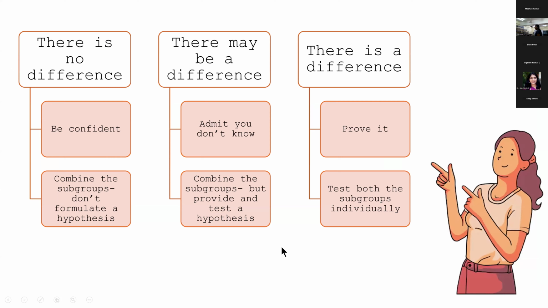So if you feel that there is no difference, you be confident and combine the subgroups, and don't formulate a hypothesis. If you feel there may be a difference, you admit you don't know, combine all the subgroups, but provide and test a hypothesis. If you feel there is a difference, you have to prove it. You test both the subgroups individually.